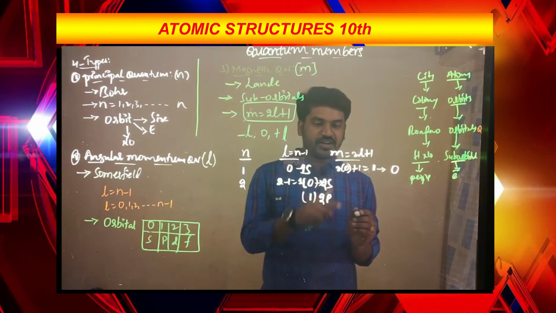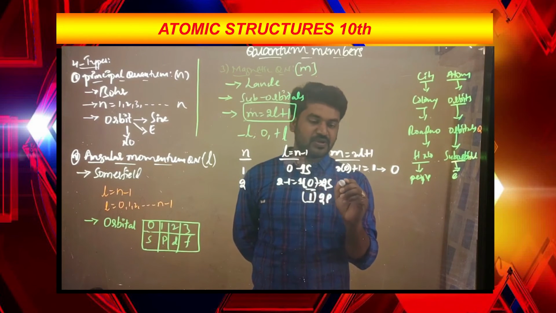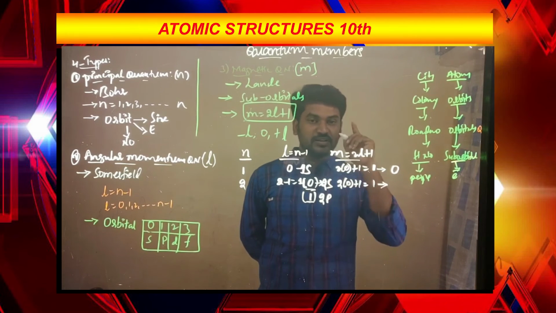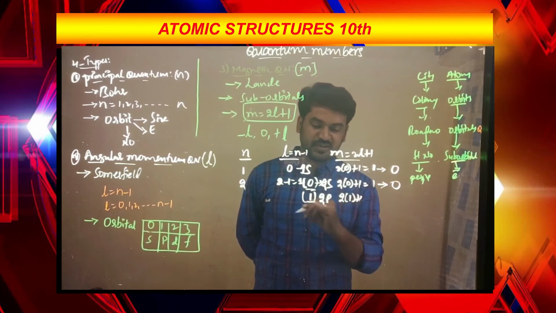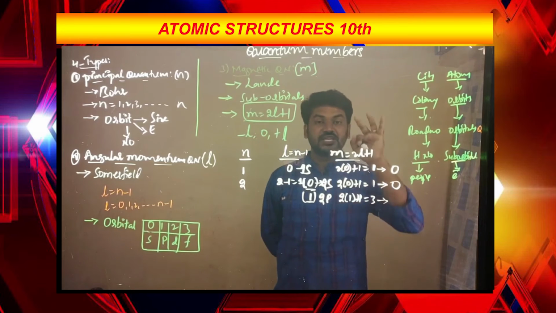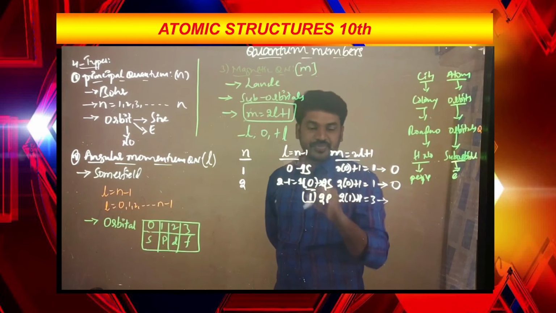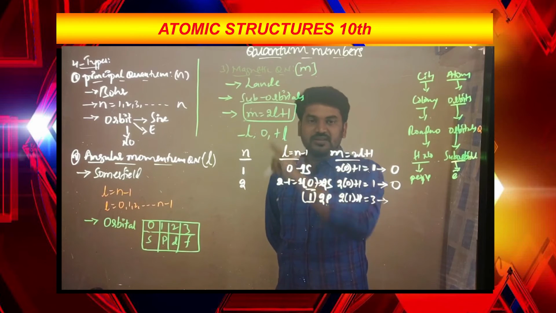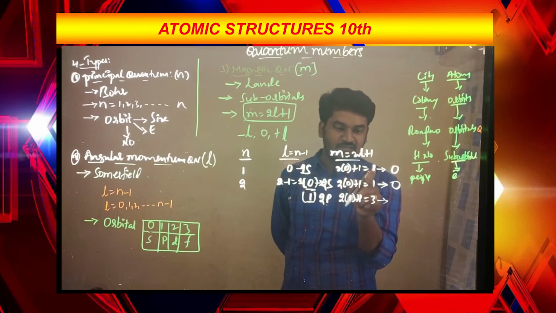Again we will write m values, for 0 and for 1. 2 into 0 plus 1 gives 1, so one quantity, which I am writing as 0. And 2 into 1 plus 1 gives 3, so now we should write 3 quantities. That means 3 suborbitals are there in p orbital. In s orbital, 1 suborbital we are getting.